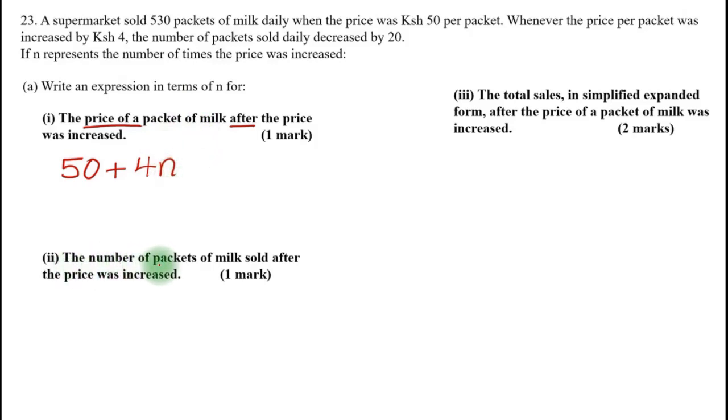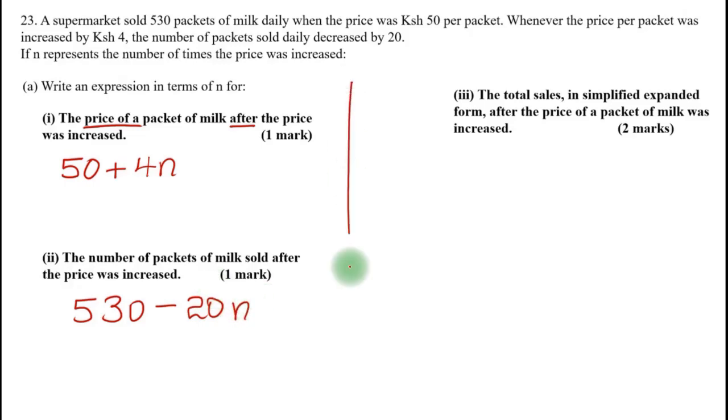Then part (ii): the number of packets of milk sold after the price was increased. We are given that the initial sales was 530 packets per day, but the moment the price was increased by 4, the number of packets sold daily decreased by 20, and n is the number of price increments. Therefore, the new number of packets will be 530, minus, since there is a decrease, 20n. These 20n are the packets that are reduced to get the new number.